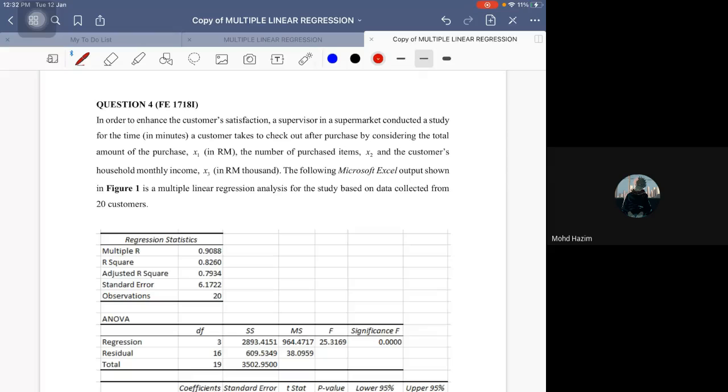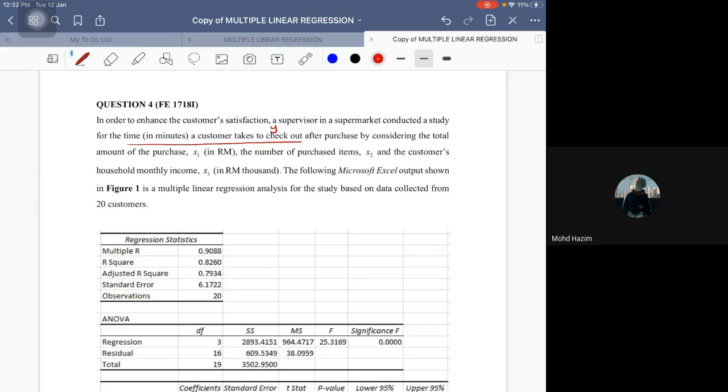So basically, what is going to be our y variable? Our y variable is going to be the time a customer takes to check out. So when you go to the supermarket, to Giant for example, how long do you spend at Giant before you decide to go to the counter and pay for whatever you purchase? That is what it means here. So the time the customer takes to check out is going to be our y variable, the dependent variable.